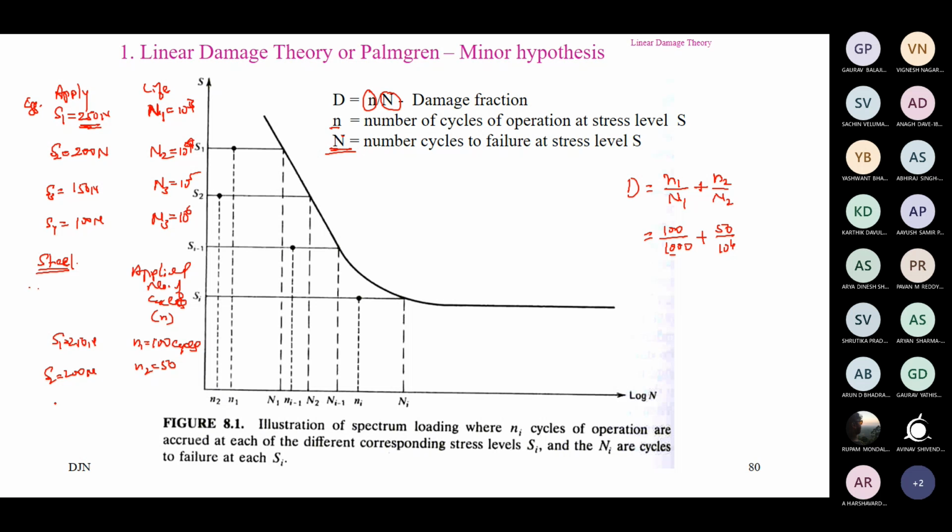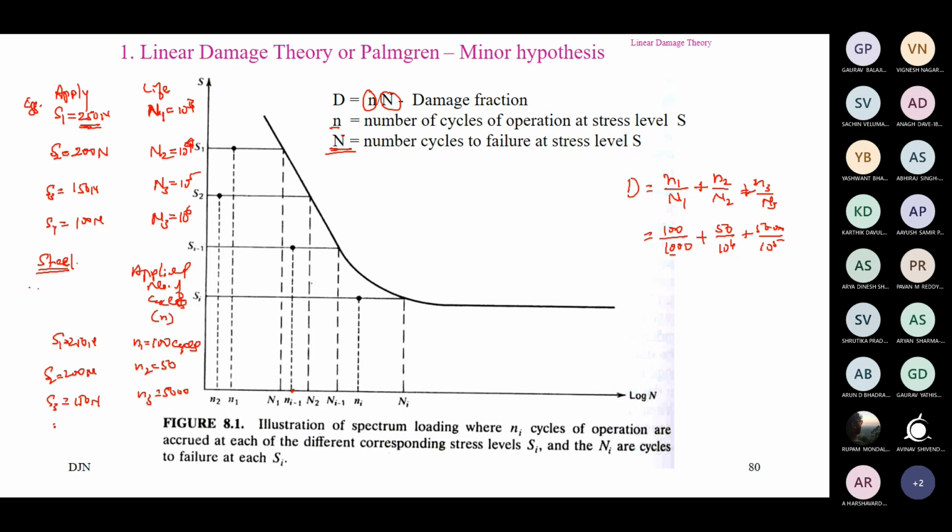Similarly, you apply S3 magnitude of load, maybe 150 Newton, for n3 of maybe 500 cycles, or it is somewhere around more than 10 to the power 3. So let us say 5000 cycles. Then you take that ratio, 5000 by 10 to the power 5, small n3 by capital N3.